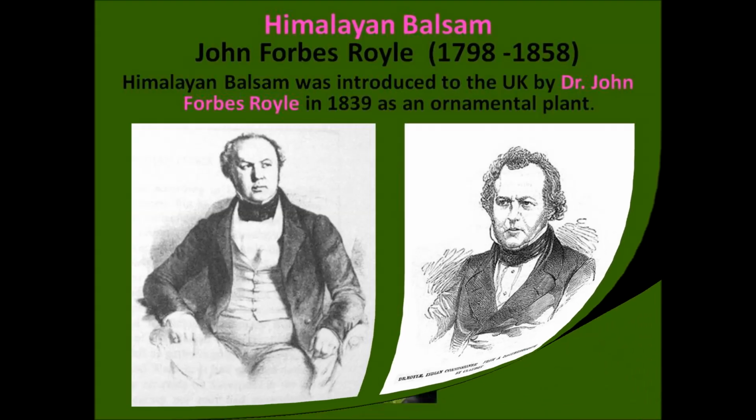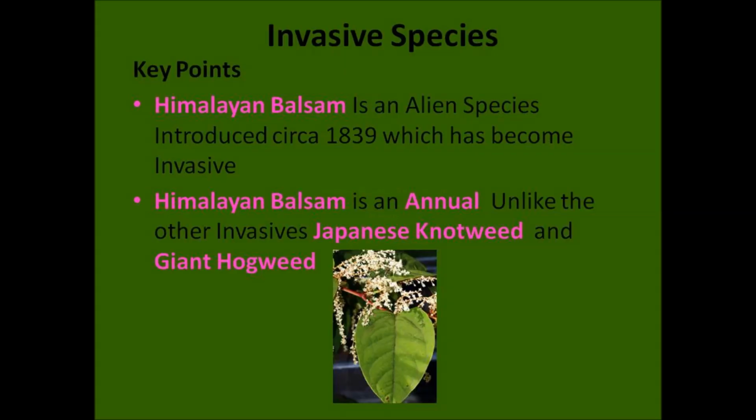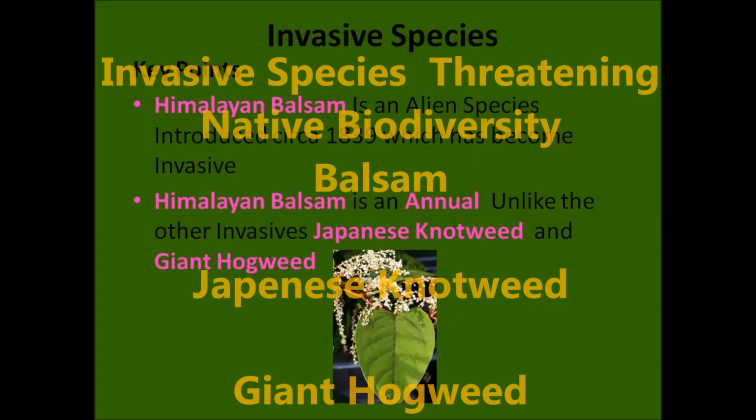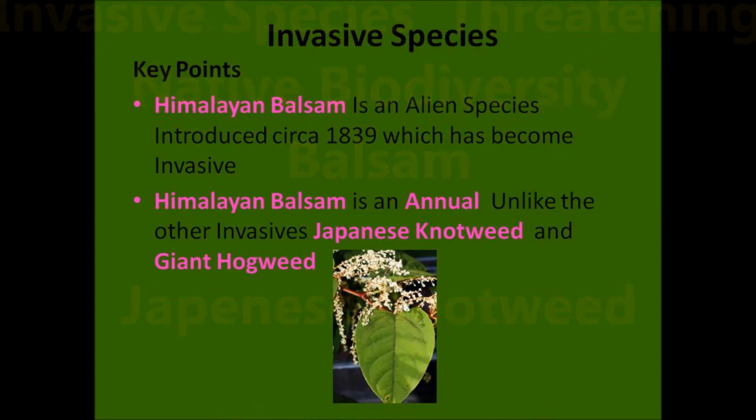So let's just recap on a few points for the need for control. Himalayan balsam is an invasive alien species which was introduced in 1839, which has become prolific. The good news is Himalayan balsam is an annual, and unlike the other invasives which are also prolific and impacting on biodiversity, such as Japanese knotweed and giant hogweed, it can be controlled and deterred by annual removal.